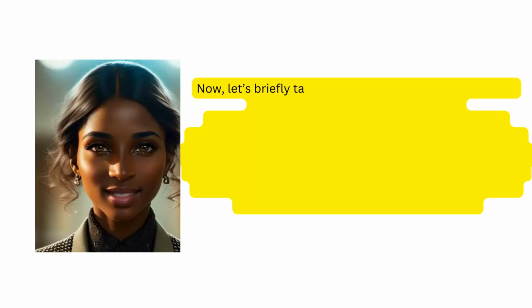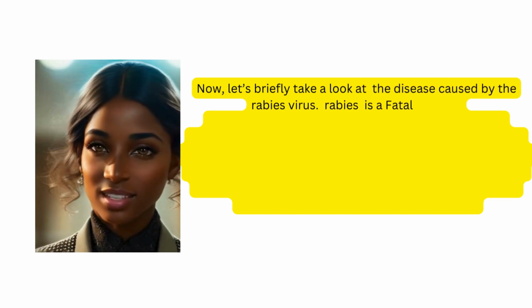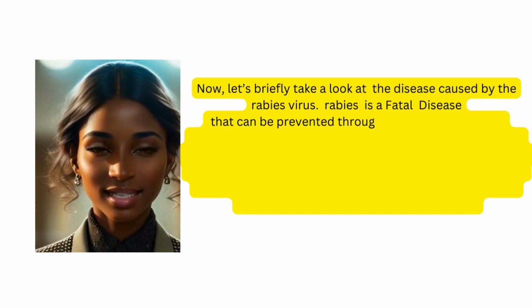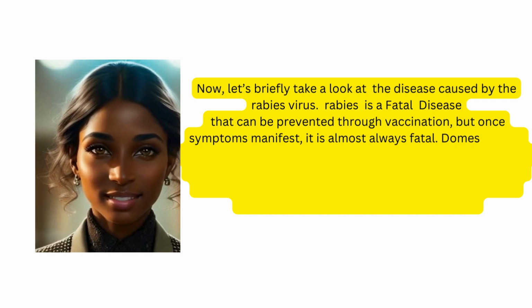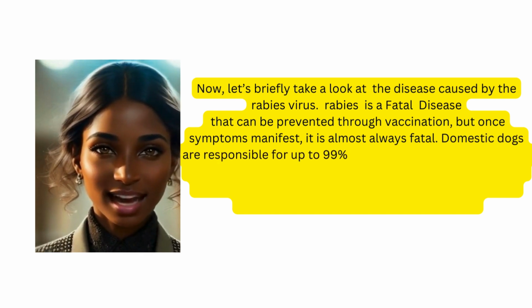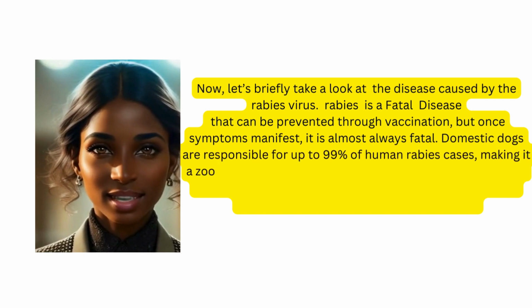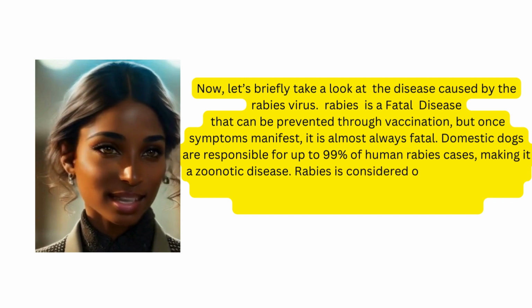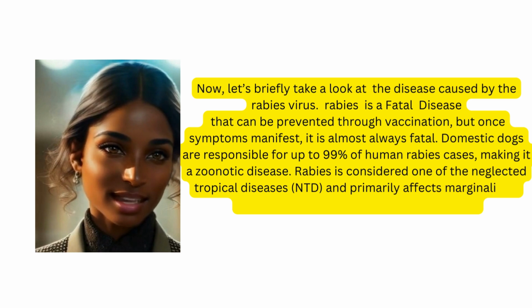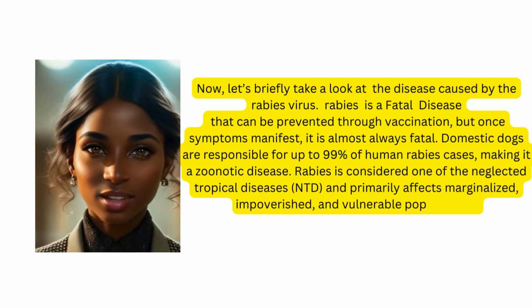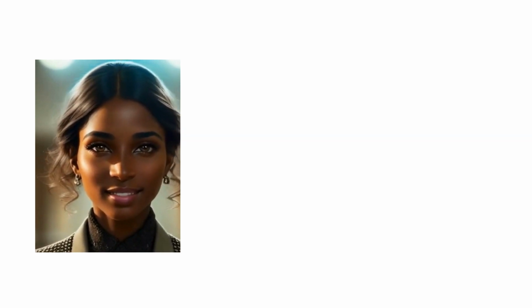Now let's briefly take a look at the disease caused by the rabies virus. Rabies is a fatal disease that can be prevented through vaccination, but once symptoms manifest, it is almost always fatal. Domestic dogs are responsible for up to 99% of human rabies cases, making it a zoonotic disease. Rabies is considered one of the neglected tropical diseases and primarily affects marginalized, impoverished, and vulnerable populations. The disease manifests itself in two distinct ways, each with its own set of symptoms and outcomes.